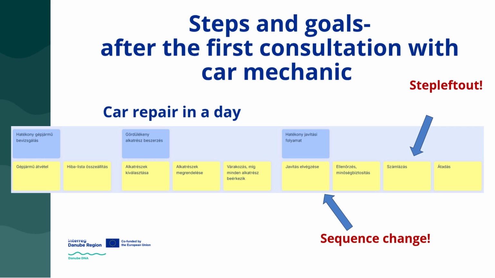If we read through this from left to right, following the timeline in the user story map, we can see how the inspection process begins with receiving the vehicle, followed by compiling a fault list. Then, when it comes to procuring spare parts, the necessary components must be selected and ordered. After that, there is a waiting period while the ordered parts arrive, and the process continues with the efficient repair, which consists of inspection, repair, and handover.